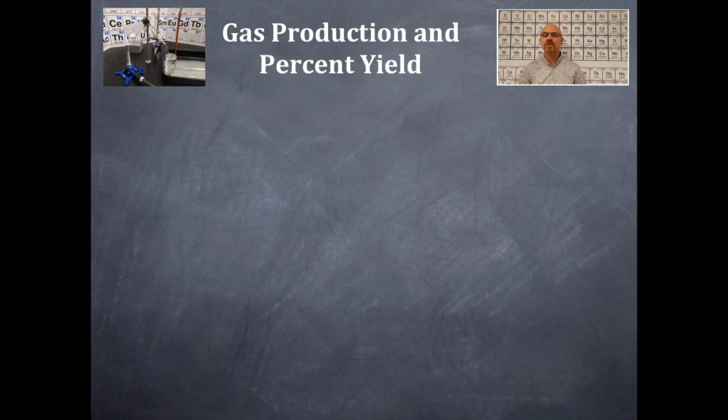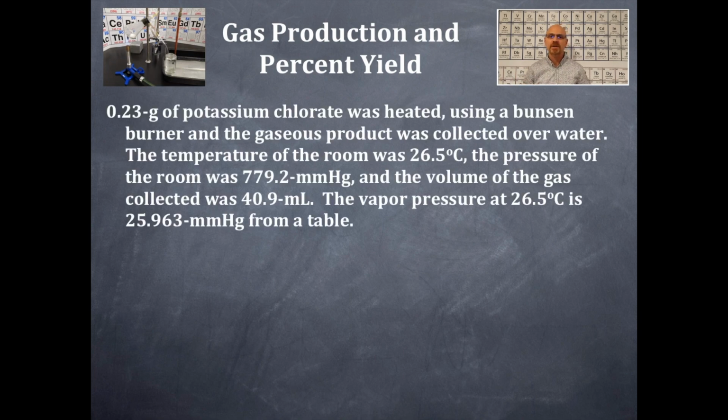Bam! So today we're talking about a gas production and a percent yield problem here. Okay, all encompassing many different things. All right, so I'm going to read the question to you. It's 0.23 grams of potassium chlorate. I want you to think about that formula, try to write it down yourself before we go to the next slide.